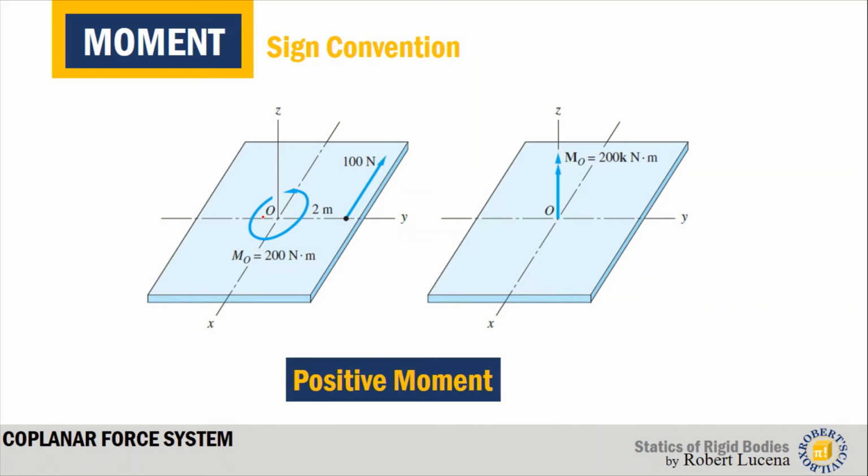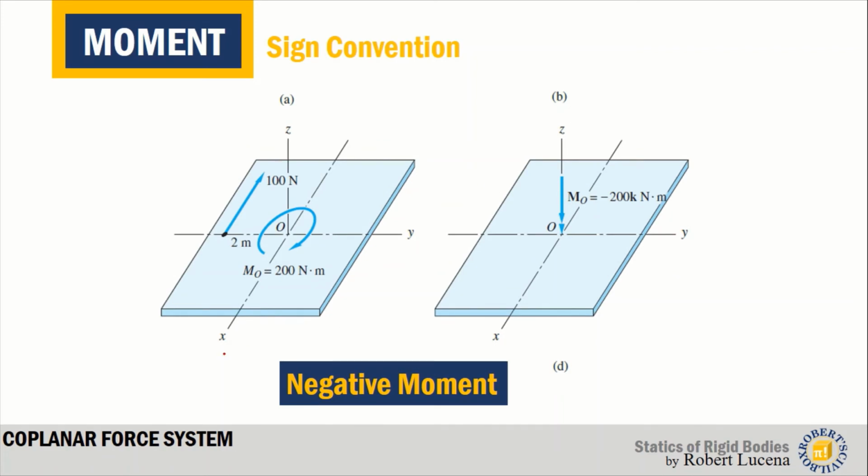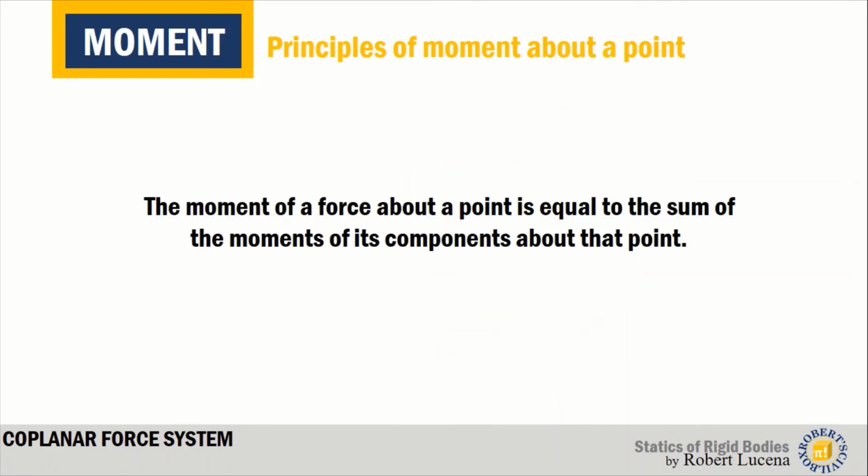Vice versa, if the force is directed in this manner and it causes clockwise movement, that is a negative moment. So in this case, for the sign convention, this is a negative moment because as you can see, the 100 Newton force rotates point O in a clockwise manner, which is against the right hand rule. So it is represented this way, with two arrowheads.